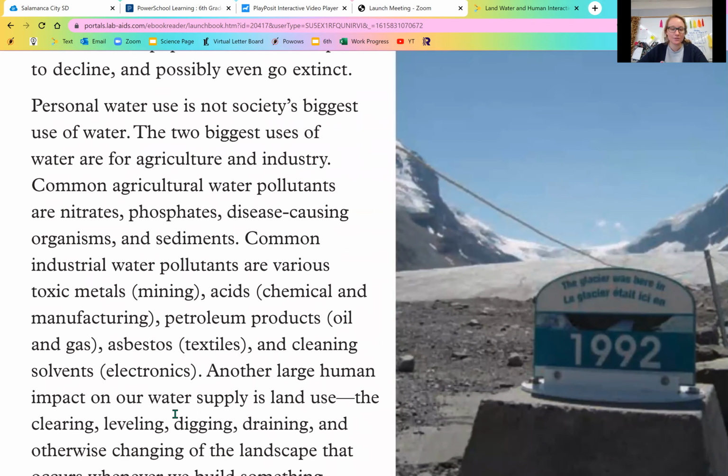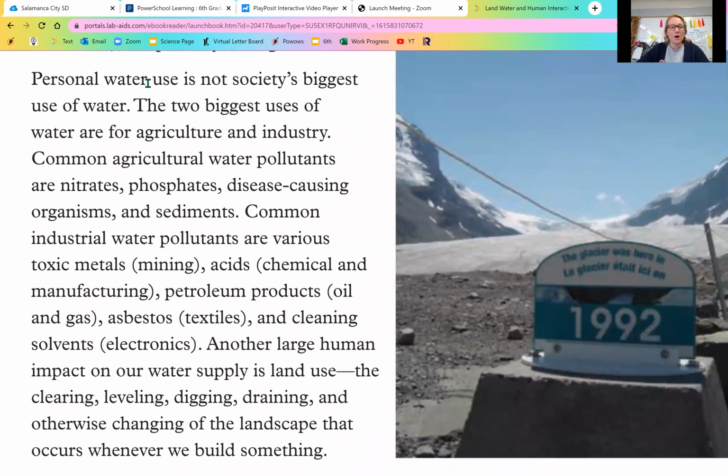So, bad news. Personal water use is not society's biggest use of water. The two biggest uses of water are for agriculture and industry. Common agricultural water pollutants are nitrates, phosphates, disease-causing organisms, and sediments. Common industrial pollutants are various toxic metals from mining, acids from chemicals in manufacturing, petroleum products, and cleaning solvents.